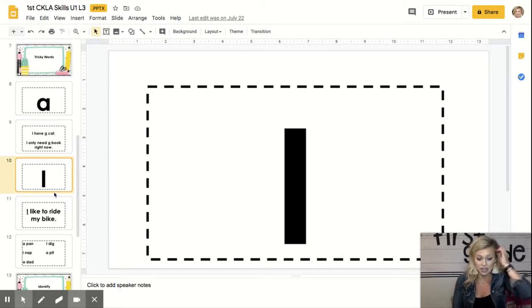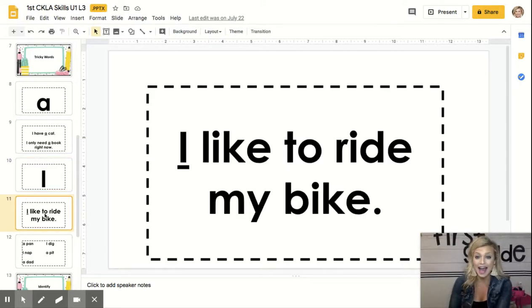And this word is also different because if I saw this as part of a word, typically I might say it as it. But when I see the I all by itself like this, I'm always going to say it as tricky word I. So I have a few sentences for that as well. Like, I like to ride my bike, or I am tall, or I am a friend. Go ahead and take a second and tell yourself a sentence where you would use the word I.